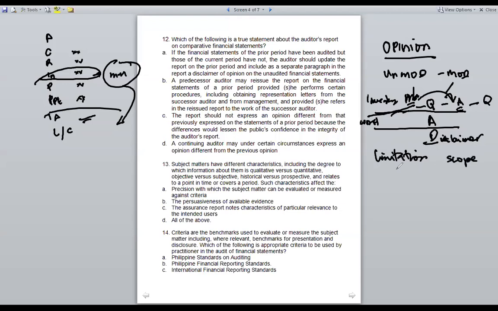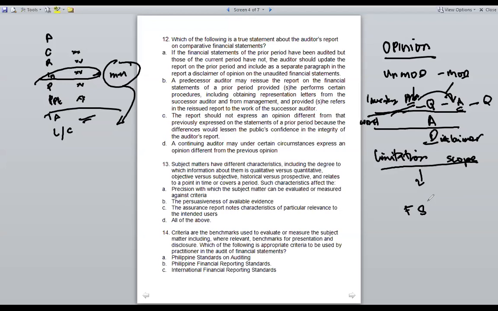Pinipigilan ka ng client, okay? Pinagbabawalan ka, and then may impact siya pagdating sa financial statement. So when there's that kind of limitation from the client or from that entity, it's possible that you're going to issue a disclaimer. But of course, guys, hindi ibig sabihin na may limitation of scope, yun na yun. So there's a process.